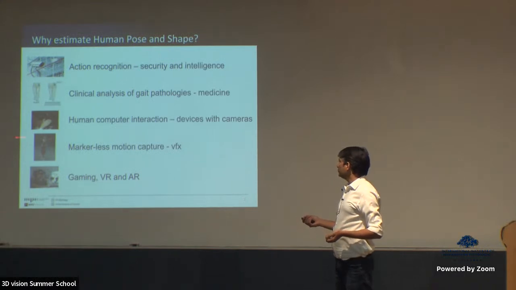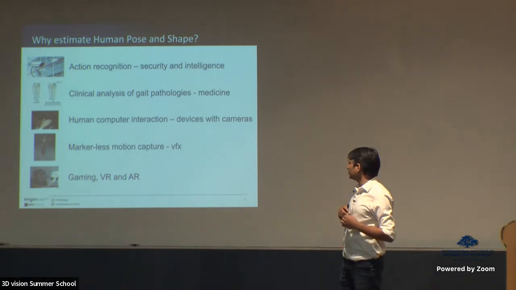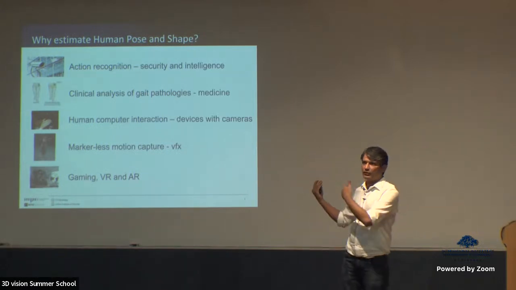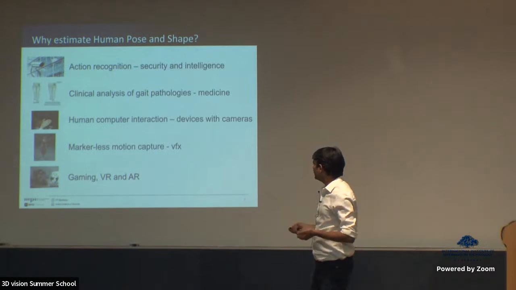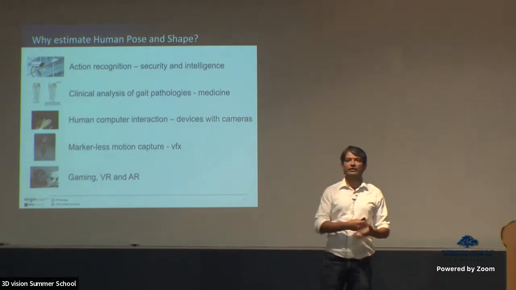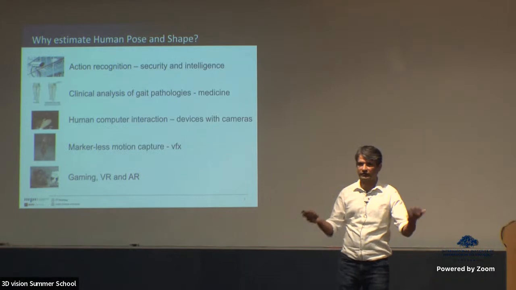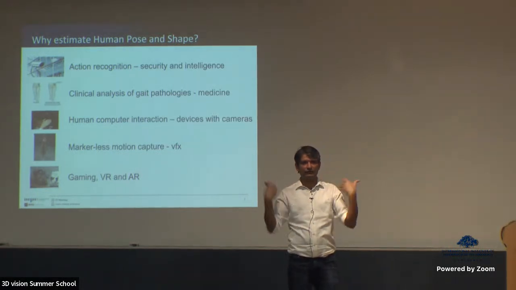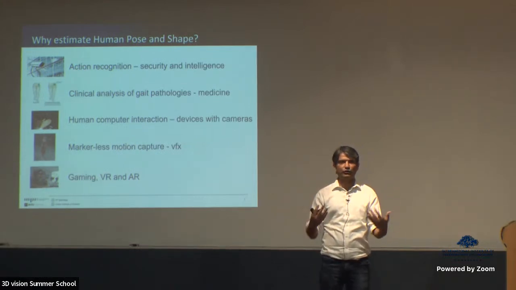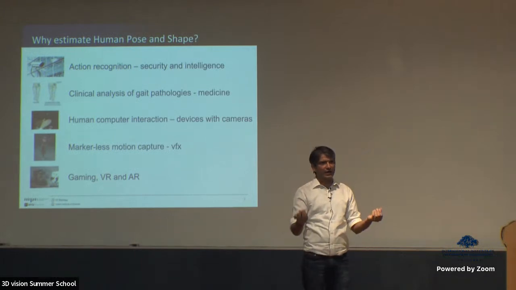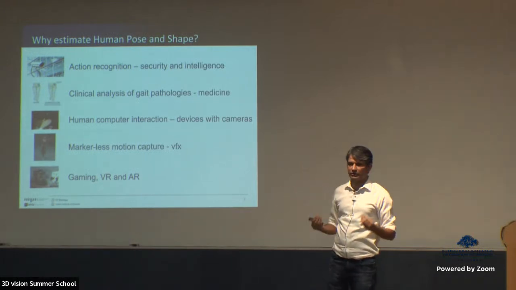You can do human-computer interaction. So you can interact with devices which have a camera, like what you saw in the Mercedes car. You can do markerless motion capture. You can do gaming, VR and AR. And when you say VR, it includes the metaverse, right? So suppose we were to interact with each other in the metaverse, in VR. Then we would first need to reconstruct all of you and me in that virtual space. To be able to do that, we need to understand the human body.